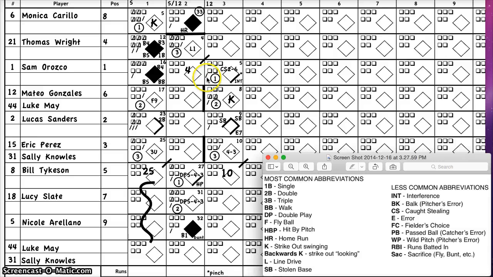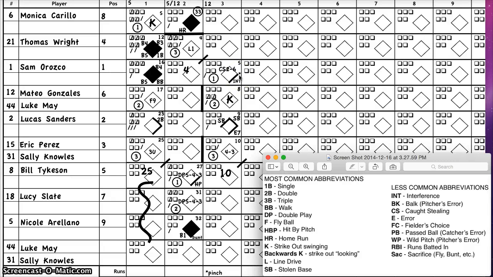So on the first pitch, I see that Sam successfully got to first base on INT. INT stands for interference. It's one of our less common abbreviations, but sometimes the batter will swing and hit the catcher's glove because the catcher's a little bit too close to the batter. That'll be interference, and the batter will be awarded first base. So that's how Sam got to first base.